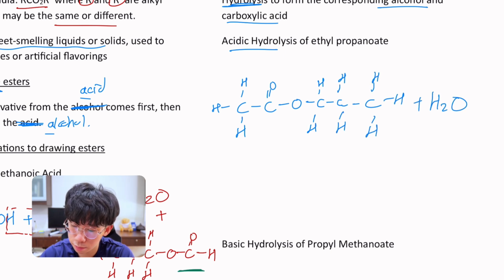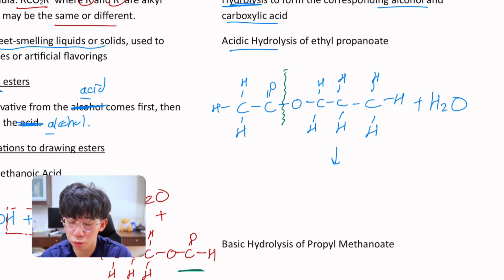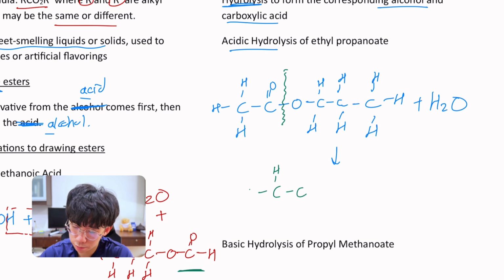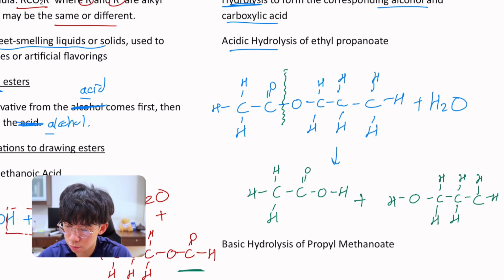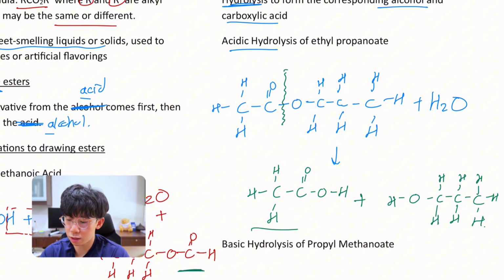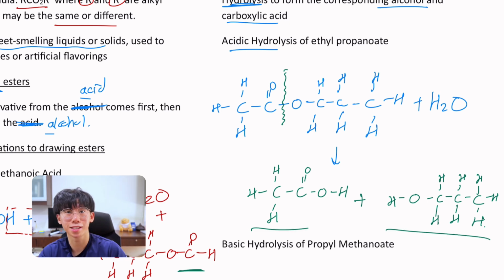It's going to be water, and we're going to just break up this bond over here, which is the main ester bond, and then we're going to add in the OH and the H. So with that, you will form back your propanoic acid and your propanol. And those are your 2 products from the hydrolysis reaction.